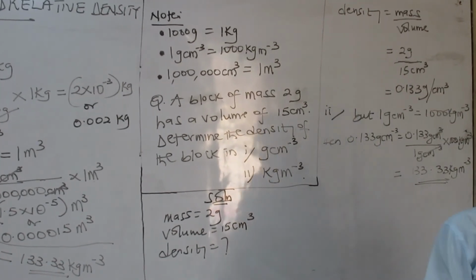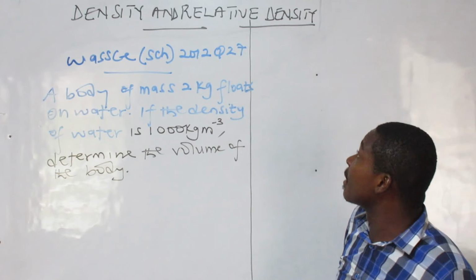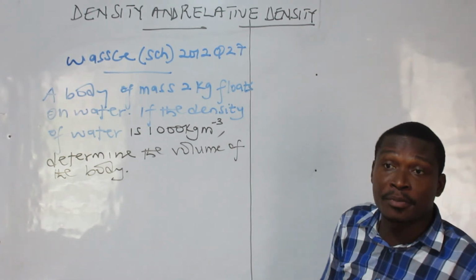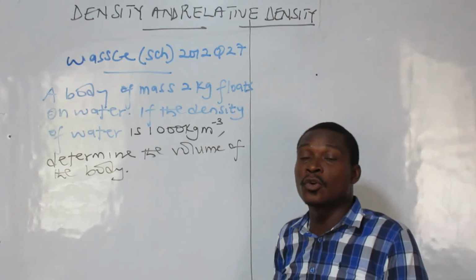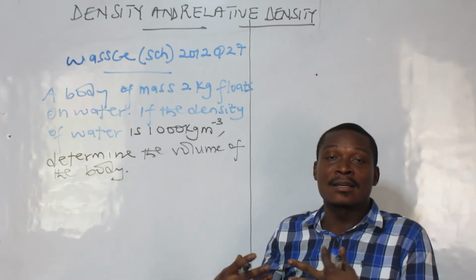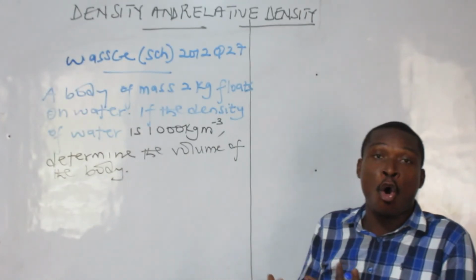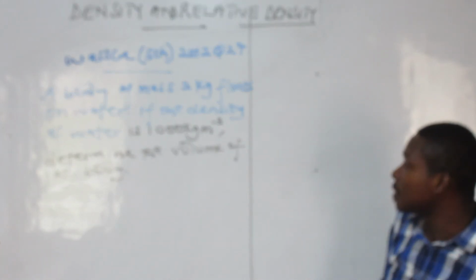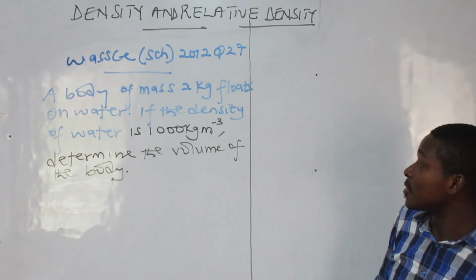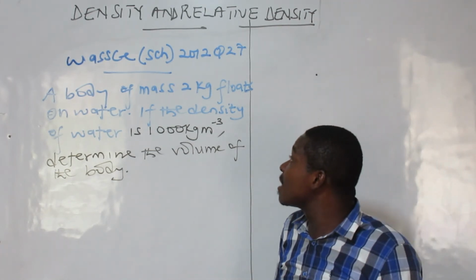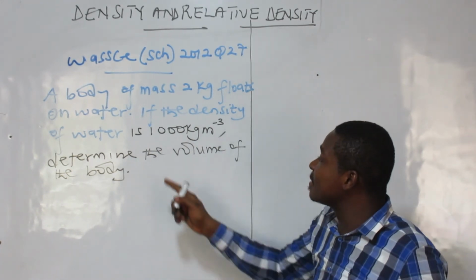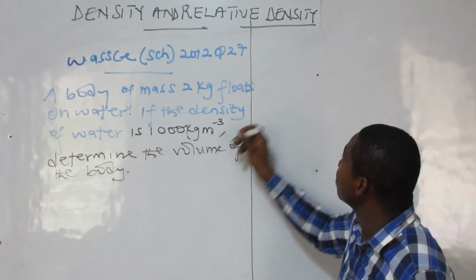Okay. We are still on density, relative density. So that is designed to help non-science students, right? Those who do integrated science or those who do physics as a core subject, right? Good. So these are selected inter-science questions from the past question. So let's look at that. A body of mass 2 kg floats on water. If the density is this, determine the volume of the body.